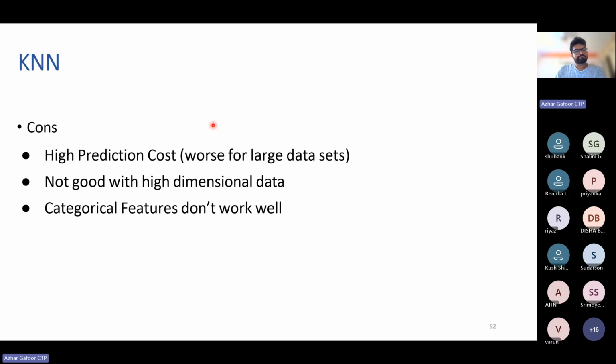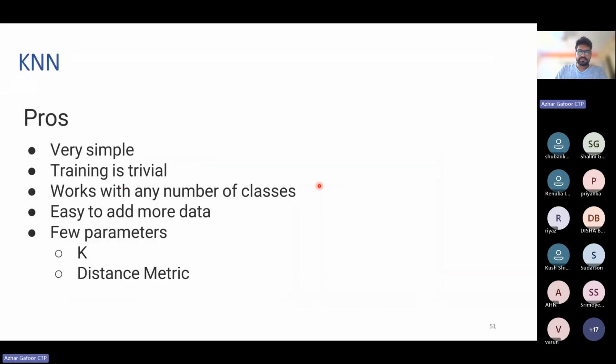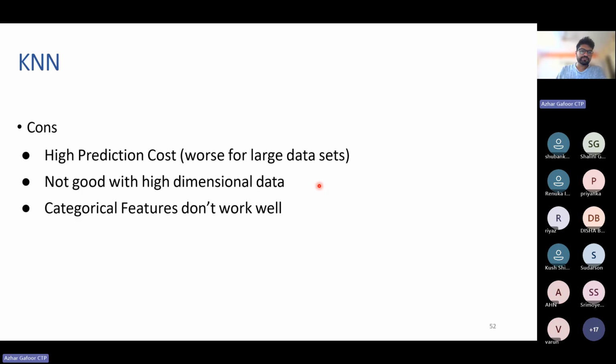Then, if the data set is high dimensional, in all these examples we have seen only 2 features, height and weight. If there are more features, finding the distance itself will be a challenge. Also, it works only with numerical data sets. If you have categorical features, it's difficult to find a proper metric to find the distance.